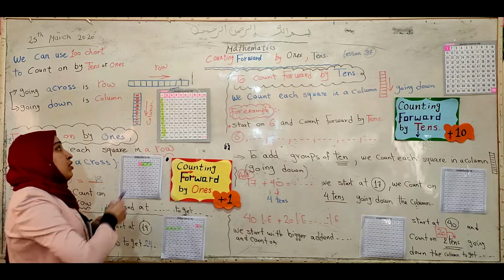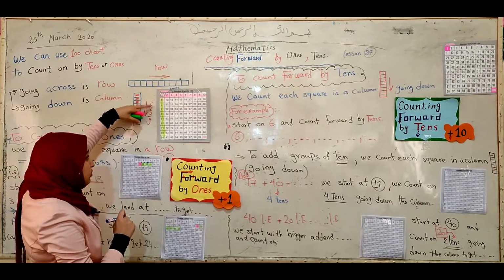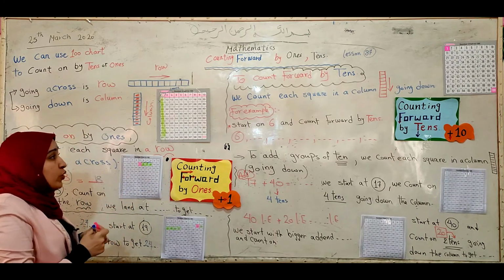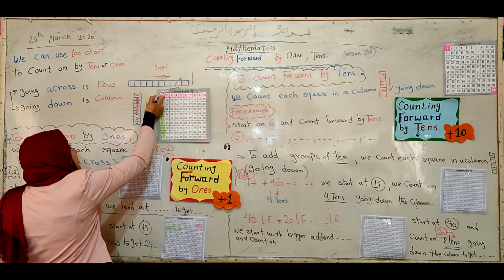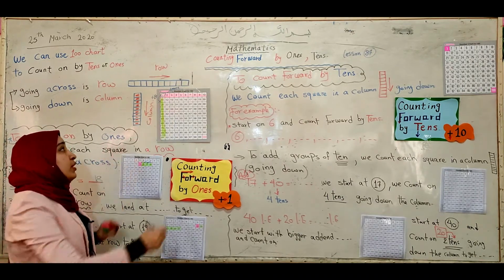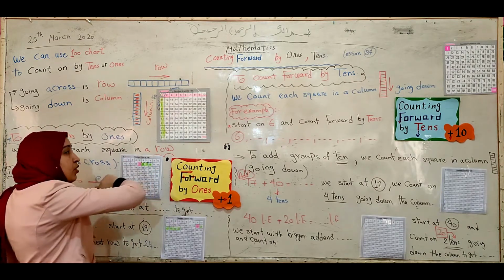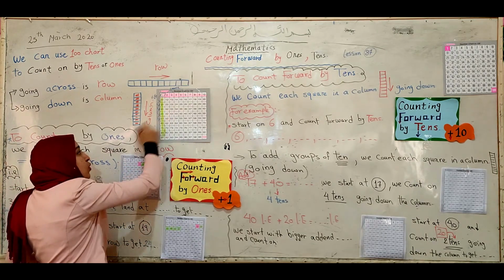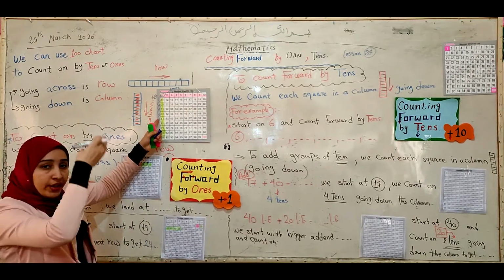So here, if I start with number 1 and I count down, what do I get? I get 11. So each time when we are going down in a column, I add 10 more. So 1 plus 10 equals 11. 11 plus 10 equals 21. 21 plus 10 equals 31. 31 plus 10 equals 41. 41 plus 10 equals 51. So each time we add 10. We add 10 when we are going down.